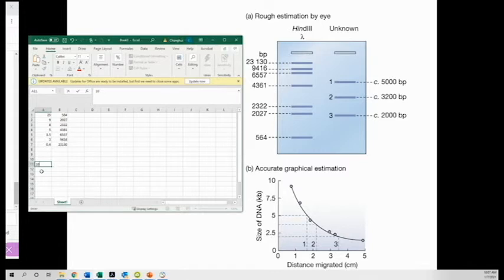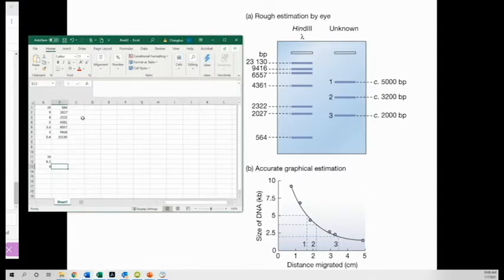And then number 2, let's say it's 6.5 centimeters. And then number 1, let's say it's 4 centimeters. And then you want to estimate the size of these first 3 fragments. So first of all, you highlight these and make a graph.